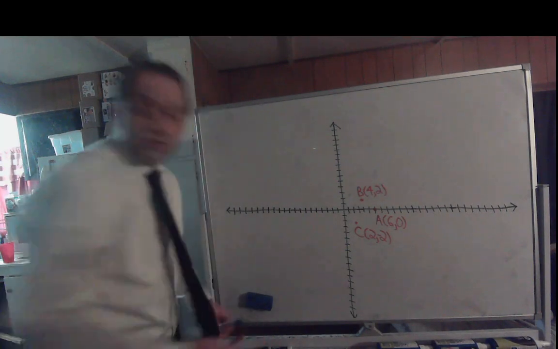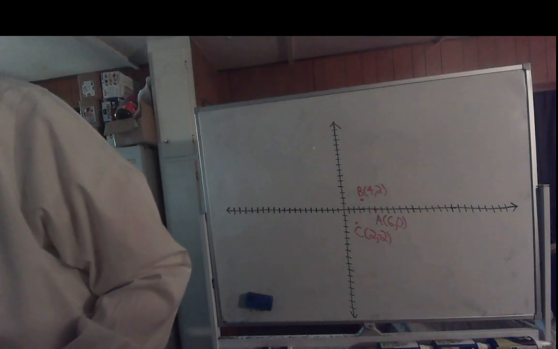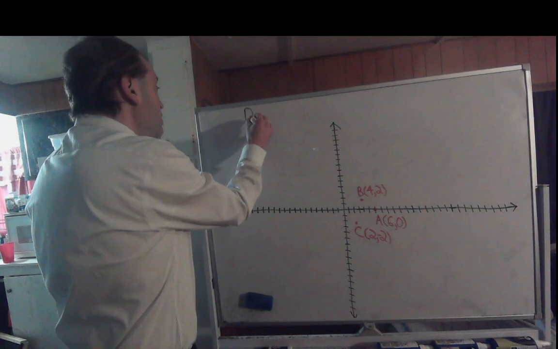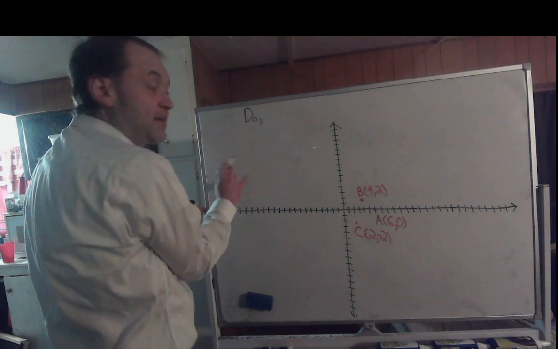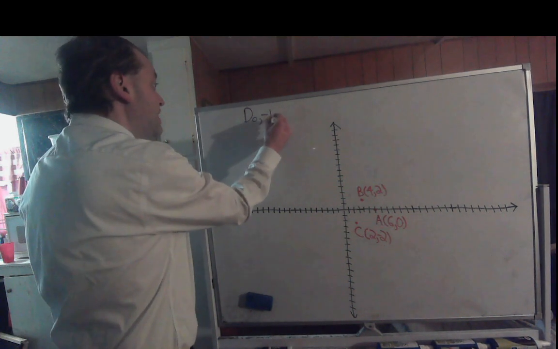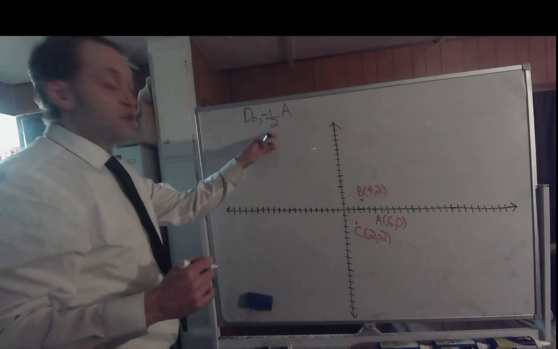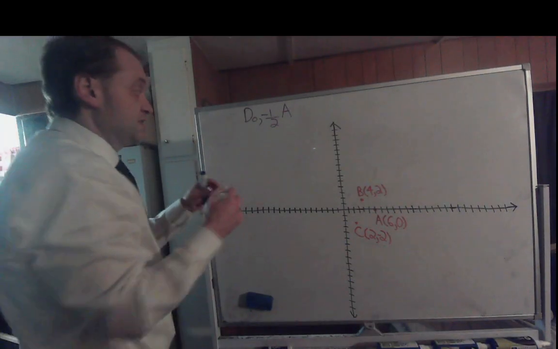Alright, what's the next one here? Problem 4. Oh, another good one. Now, what if I dilate through the origin by a scale factor of negative 1/2 at point A? So I have a scale factor of negative 1/2 this time.